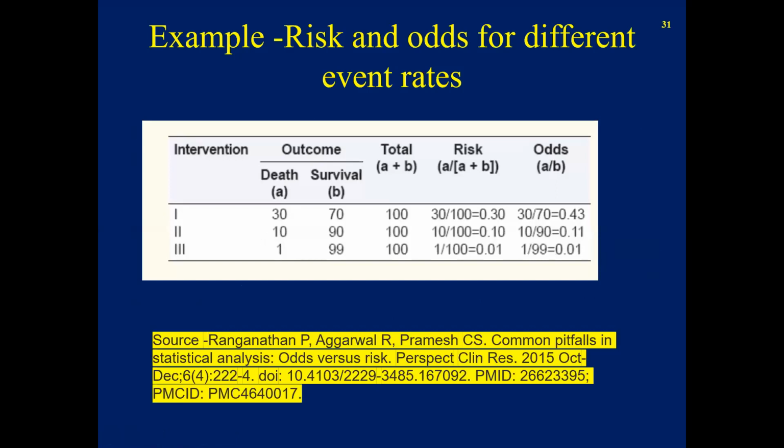Now coming to the second, odds. It is 30 divided by, it is like happening versus not happening. So the event happening is 30, divided by not happening, which is 70. So that means it is 0.43. Usually risk and odds are expressed in terms of probability, not in terms of percentage. That's why I'm saying 0.30, 0.43. So this is the difference. I hope you understood the difference between the risk and odds.